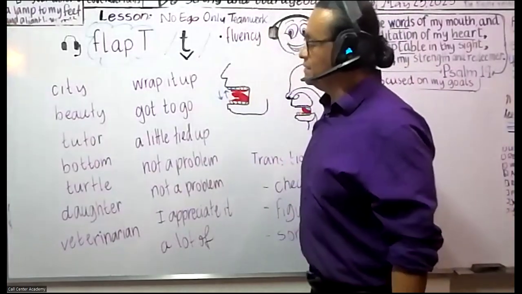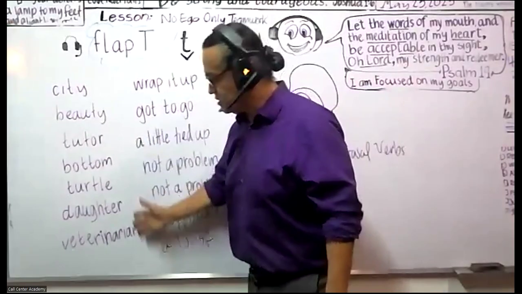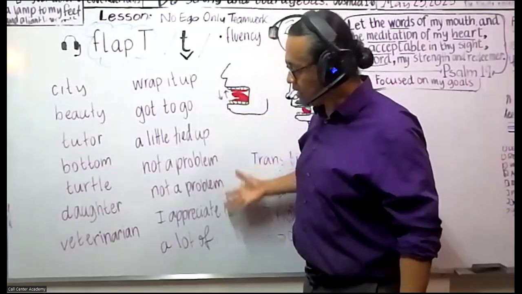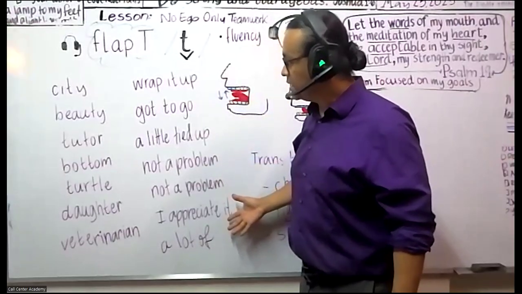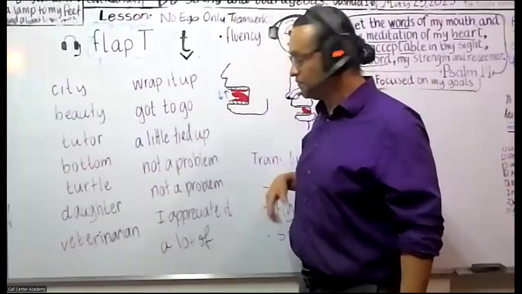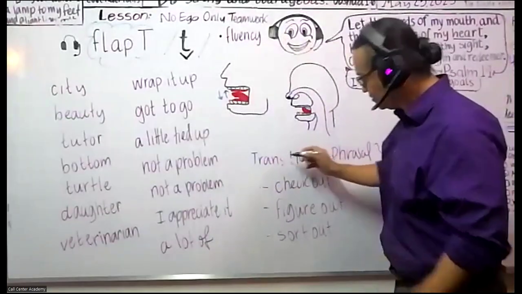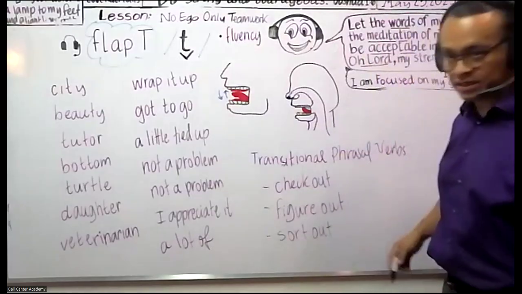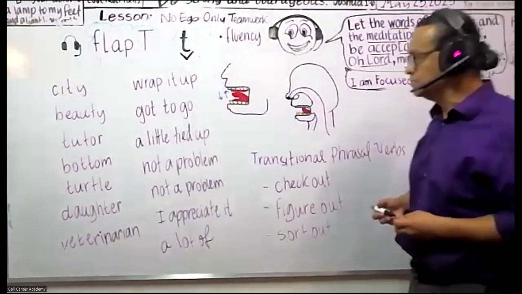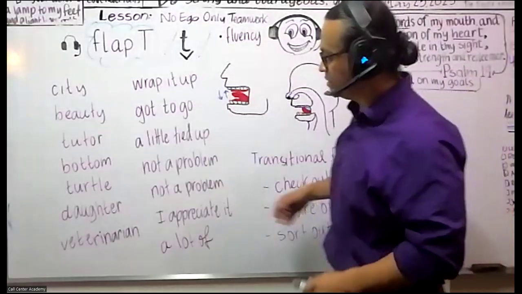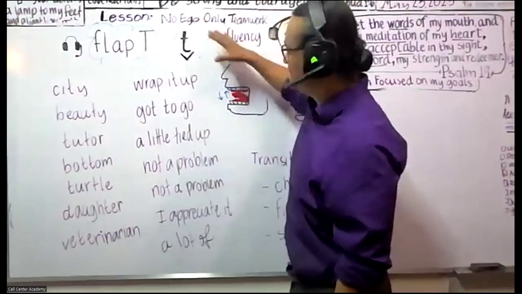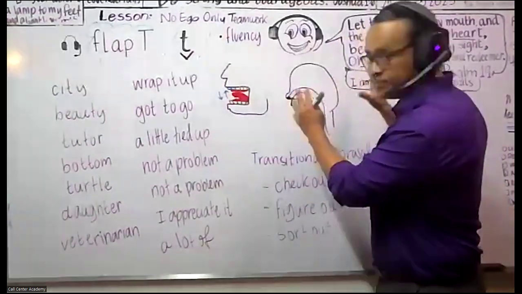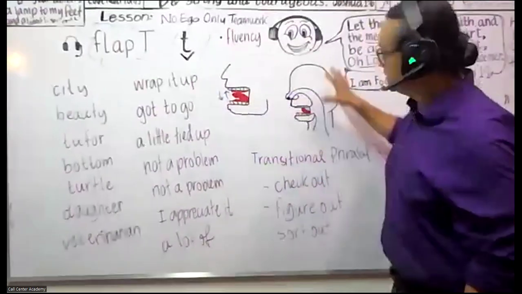On the board, we've got some examples of words with the flap T. We also have some common phrases that are connected for fluency with the flap T. And then, of course, we've got transitive phrasal verbs. We're going to start with three. We got a whole bunch there for you guys to learn. So let's get started. When it comes to the sound, let's focus on the sound itself.